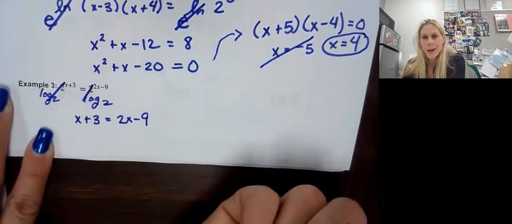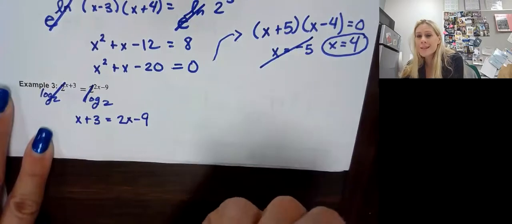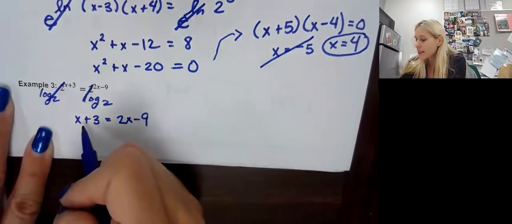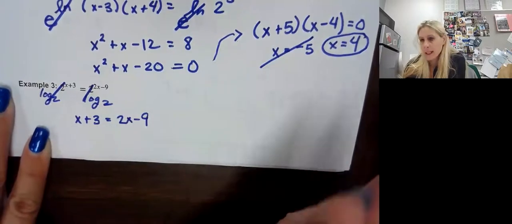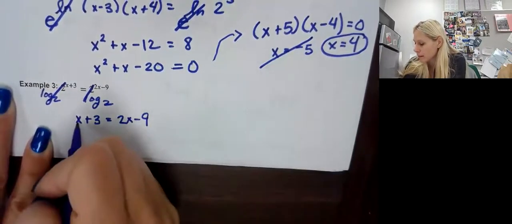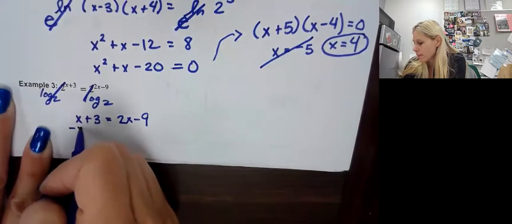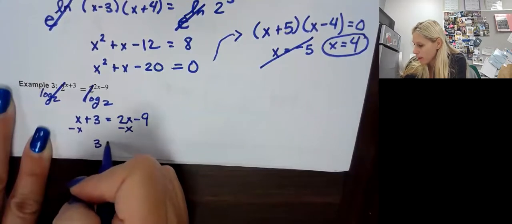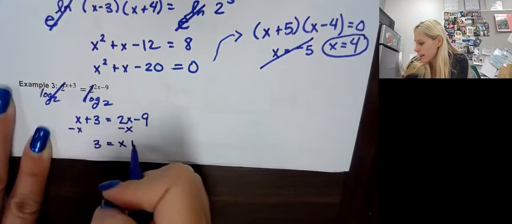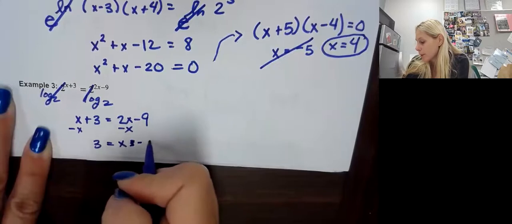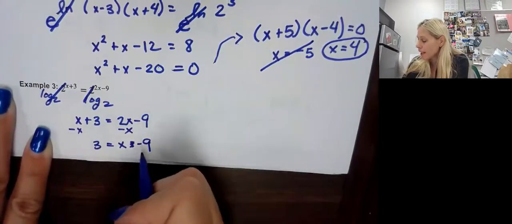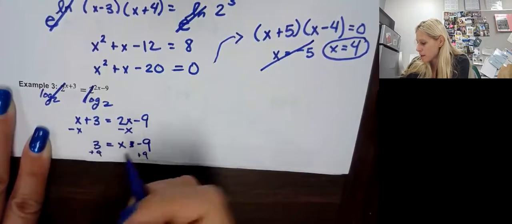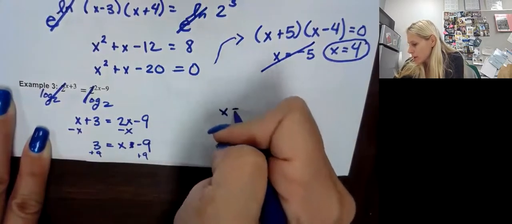Now, this is old school, right? Going back to our move the x's to one side and everything without an x to the other. I'm going to make it so I have a positive x because I like working with positive x's. So I'm going to move this x over by subtracting it, leaving me with 3 equals x minus 9. Sorry, jumping ahead. How do you get rid of that 9? I add 9 to both sides. So we get x equals 12.